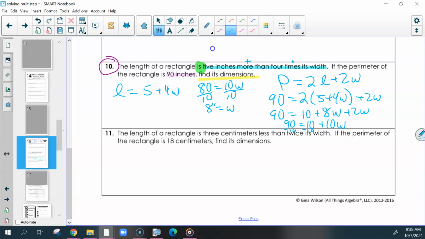And then I gotta go back and find my length. So if I put 8 in here, this would be 32, plus 5 is 37. So 8 inches and 37 inches were our answers there. Do you have any questions on that one?